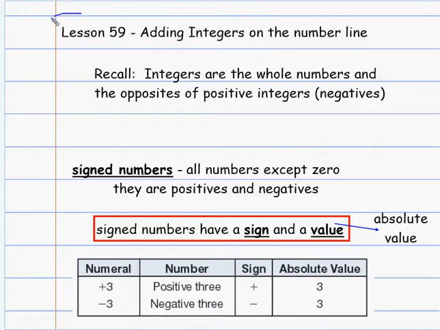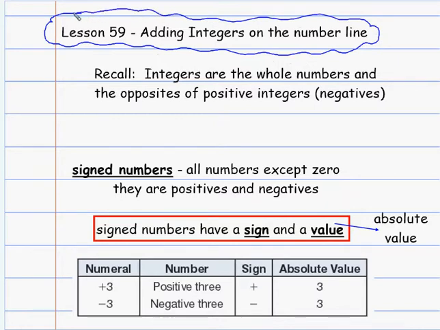Hi class, this is Course 2, Lesson 59, Adding Integers on the Number Line. So, in order to know what we're going to talk about today, we need to recall that integers are the whole numbers and the opposites of the positive integers. Remember, whole numbers are the numbers 0, 1, 2, 3, and so on.